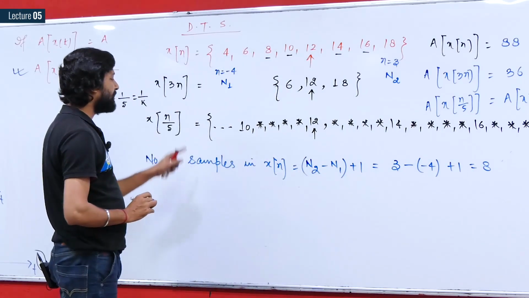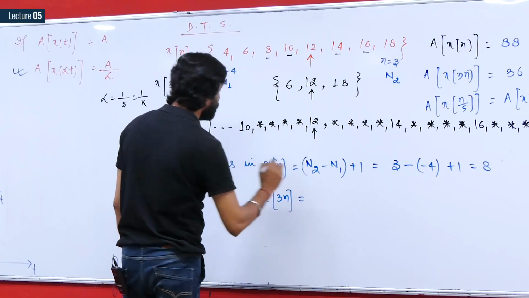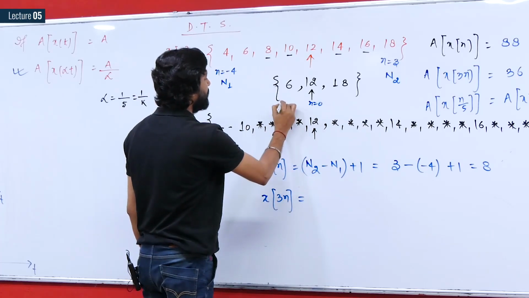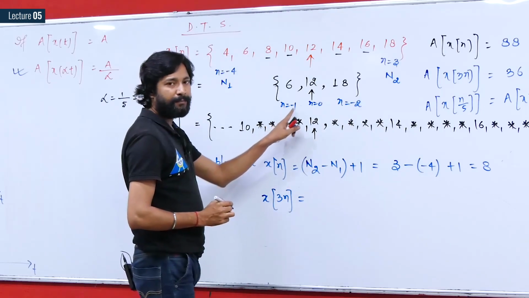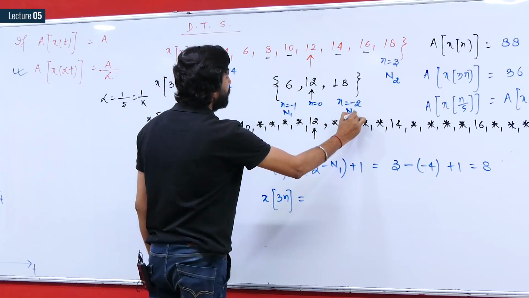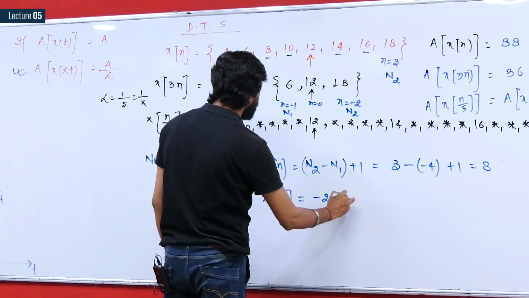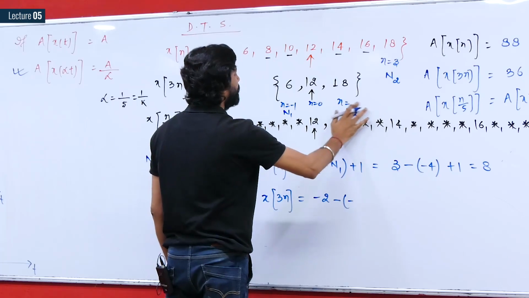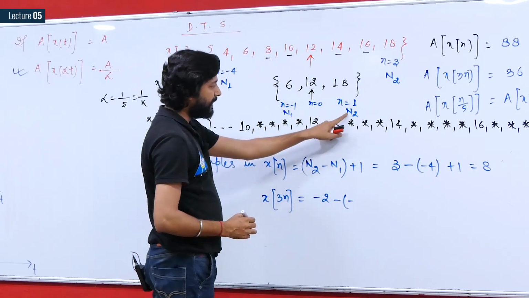Similarly, if you see the number of samples in x of 3n, it is existing at n equals 0, n equals minus 1 and n equals minus 2. So this signal is existing from minus 1 to 2, that is your n1 in this case and it is n2. So the number of samples would be n2 minus n1 plus 1. Here n is 0, n is plus 1, n is minus 1. So n2 is 1.